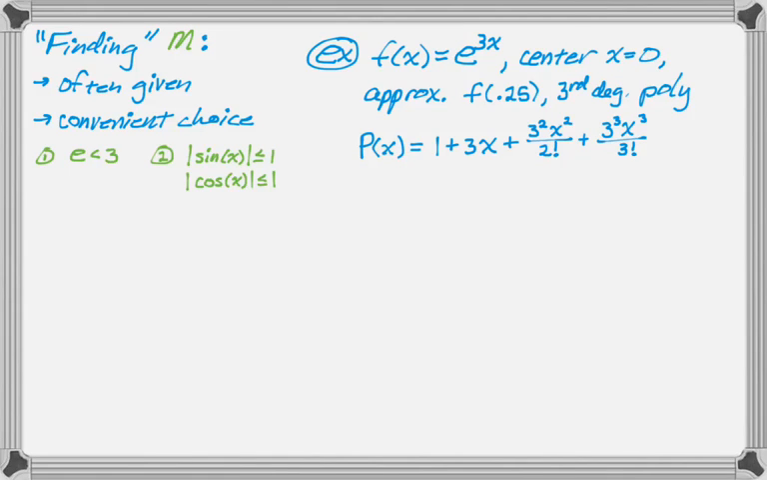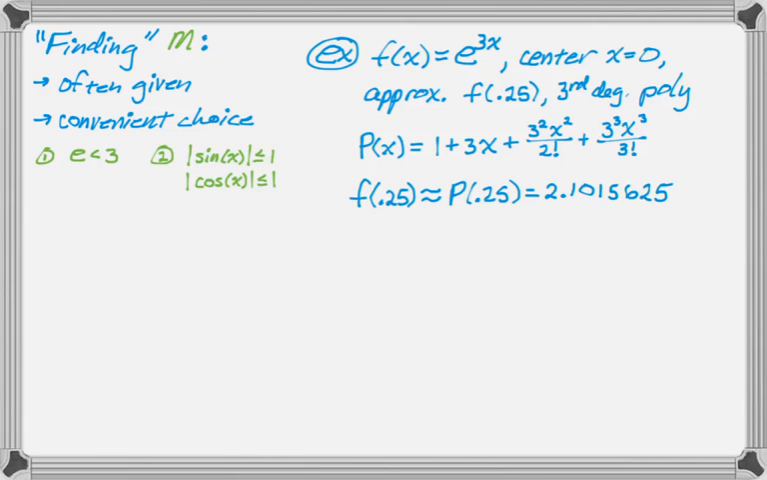So if I want to approximate f of 0.25, what I do is just plug 0.25 into this. And that is a calculator problem. So I punched it in, and I got this. So I'm claiming that e to the 0.75, which is 3 times 0.25, is really close to 2.1015625. So that's my claim.